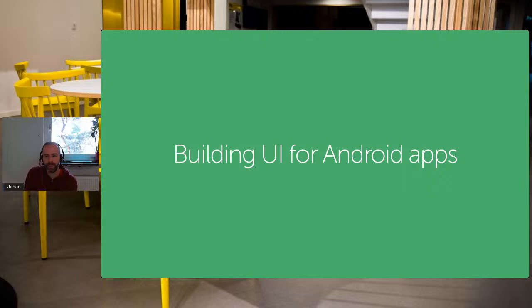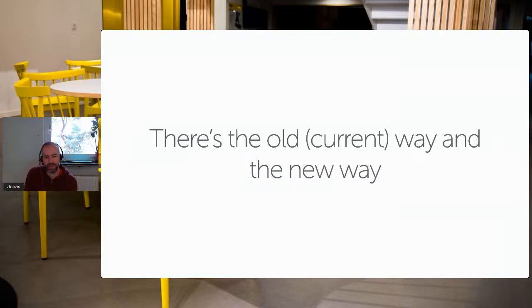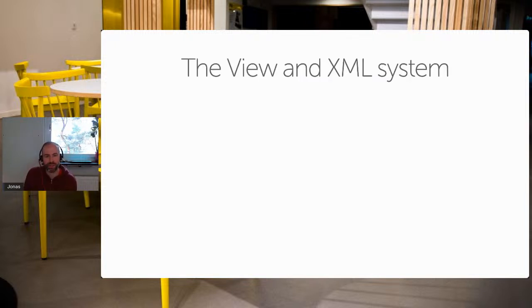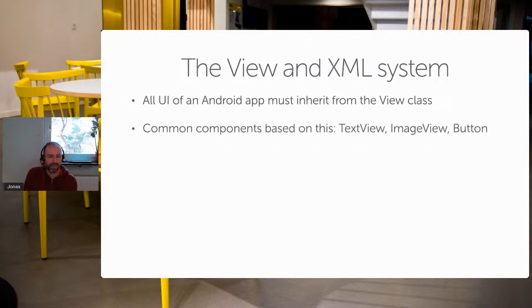So, in building UI for Android apps, I've said before that we have this old way, XML, and the new one, which is Compose. Let's take a quick look at this legacy system that we use today, the view system. Basically, all the components in an Android app must inherit from a view class, which decides more or less how they're rendered on the screen. You have text views, image views, buttons, and so on, quite common things. They are laid out in a view group, which is a hierarchy of views, more or less.